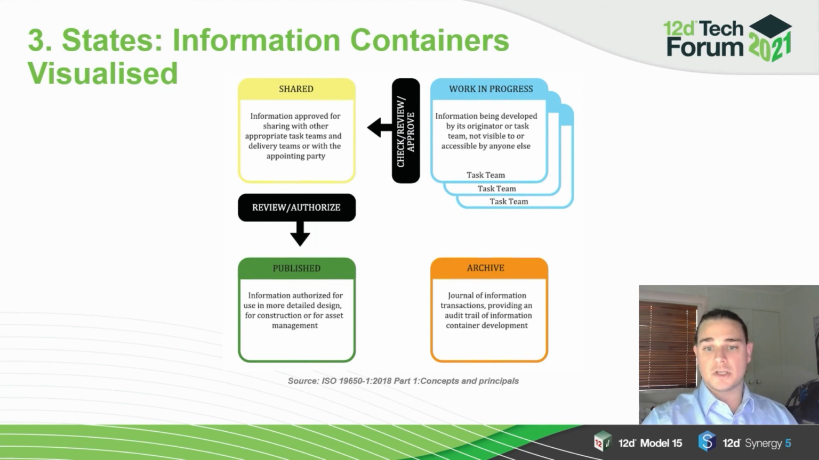Just to revisit this document, the intention of the work along was to help contextualize how these containers may be arranged in a real case on a job. Again, we spoke about the archive state. This state is very important, and this allows us to be auditable and to be able to track the information in our common data environment. Similarly, we can do so for information in a published state, shared, and work in progress.